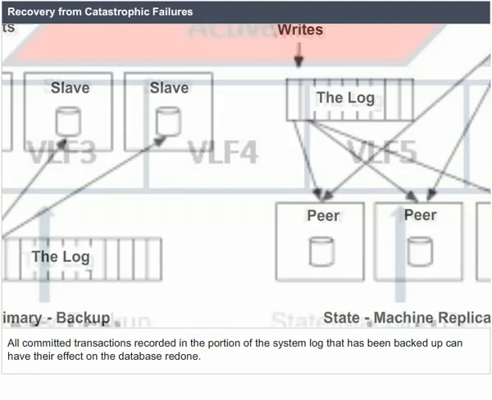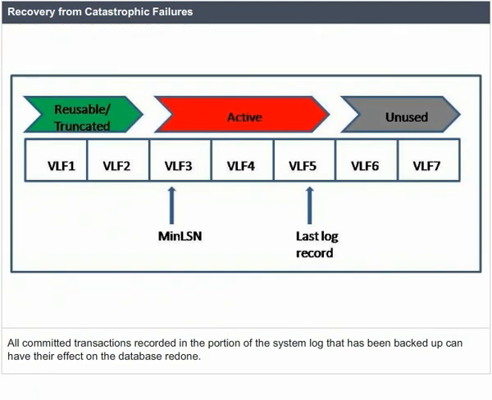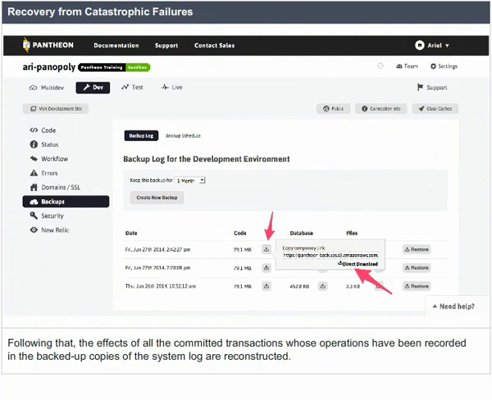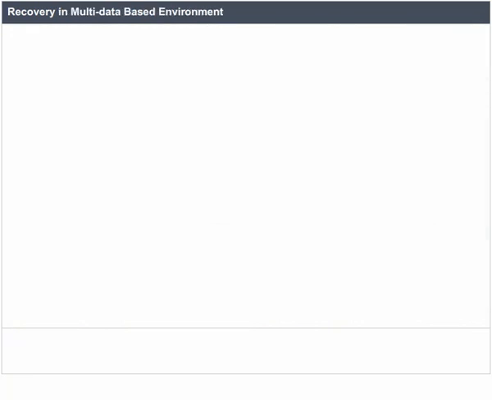All committed transactions recorded on the portion of the system log that has been backed up can have their effect on the database redone. A new log is started after each database backup. Hence, to recover from disk failure, the database is first recreated on disk from its latest backup copy on tape. Following that, the effects of all the committed transactions whose operations have been recorded in the backup copies of the system log are reconstructed.